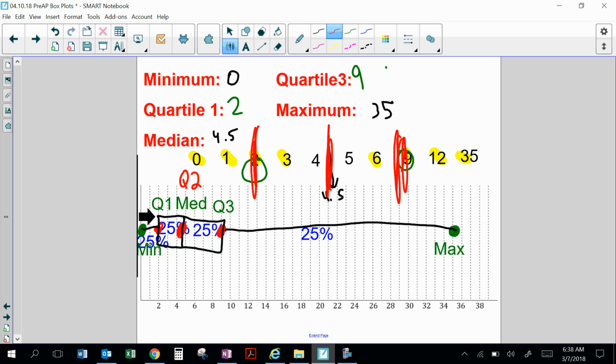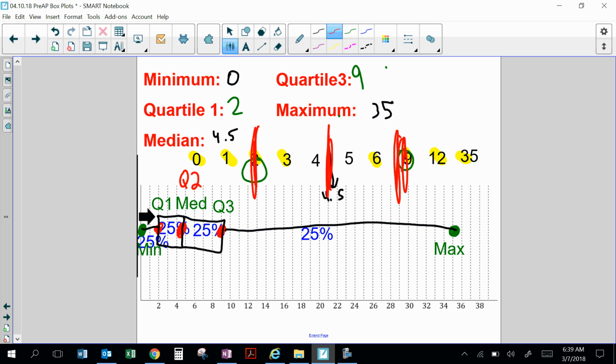So 0, 1 is in this quartile. 3 and 4 is in this quartile. 5 and 6 are in this quartile. 12 and 35 are in this quartile. So that's why 2 out of 8 numbers, or 25%, are in from quartile 3 to the maximum.